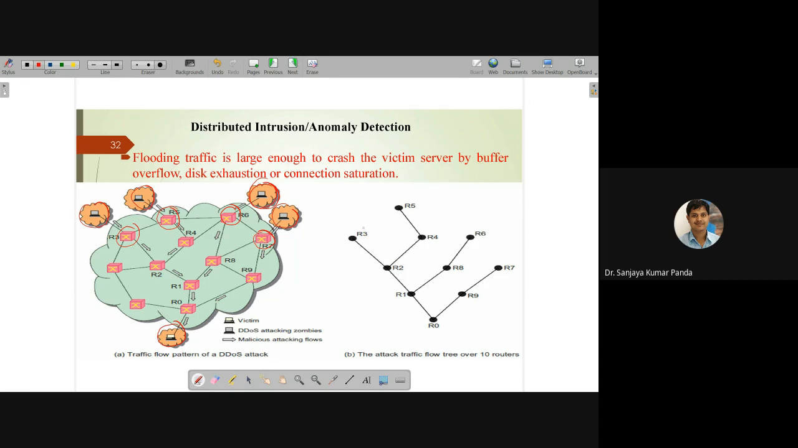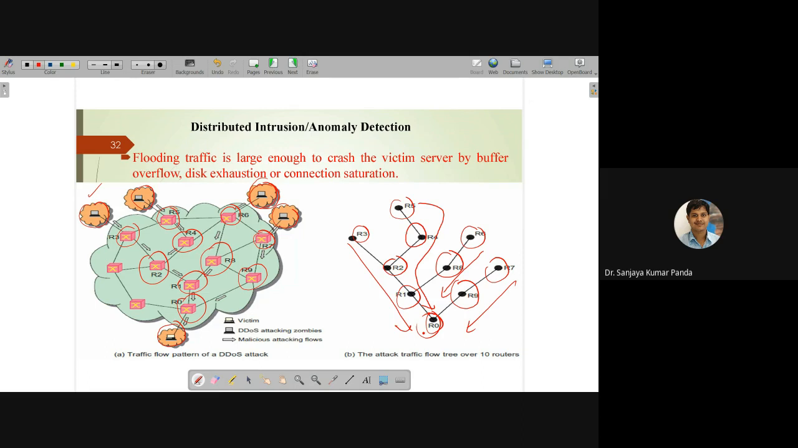R3 is connected to R2, R2 is connected to R1, and R1 is connected to R0. This is one path for the attacking zombie. If you look at R5, R5 is connected to R4, and R4 is connected again to R2, following the same path to reach the victim. Similarly, R6 is connected to R8, R8 is connected to R1 and R0, and the last one, R7, is connected to R9. R9 is connected to R0. So finally, all the flows meet at one point, R0, to attack the victim. You can see these attacks are launched by a single attacker, but from multiple places.